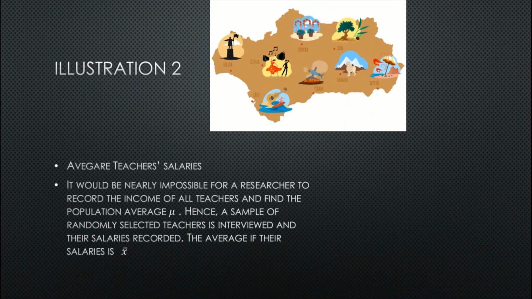Another illustration is when a researcher wants to determine the average teacher's salaries. It will be nearly impossible for a researcher to record the income of all teachers and find the population average mu. Hence, a sample is randomly selected and interviewed and their salaries are recorded. The average of the salaries of this sample is x bar and can be used to estimate the population average mu, together with the population standard deviation and variance.